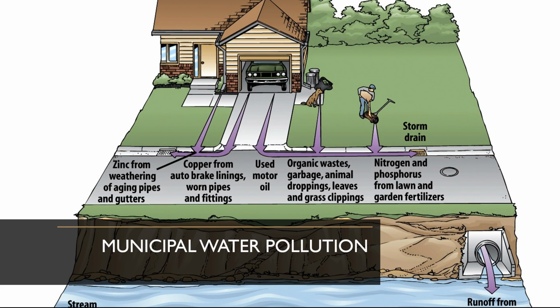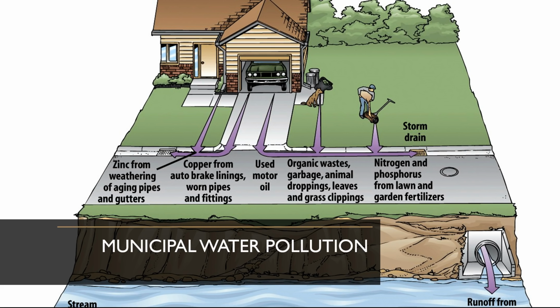Sometimes antifreeze or coolant leaks on the driveway. Ethylene glycol, which is what they use in your antifreeze, by the way, is nasty stuff. Okay, copper from auto brake lining, and zinc from weathering strips and stuff like that on your house. All these things can work their way into our streams through our storm drains.